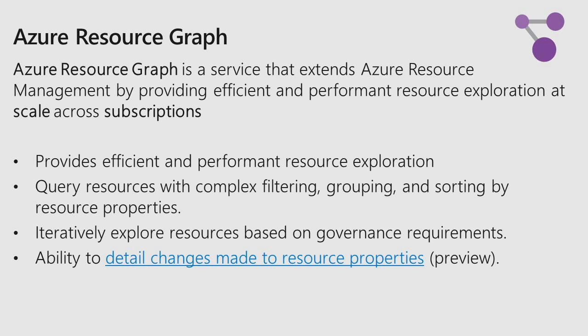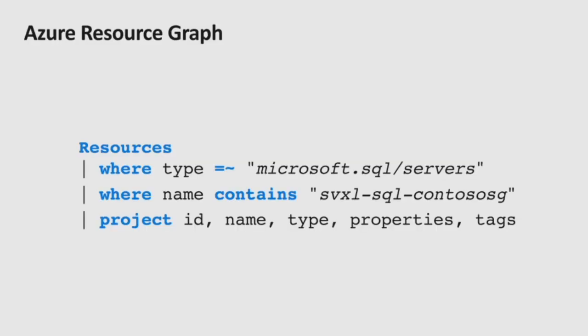And the new feature as well that we have in the Resource Graph is the ability to detect changes that have been made to resource properties. And this is really in line with the deployment that we want to do and the continuous process. So let's have a look at a Resource Graph query. So again, this is using KQL, Kusto Query Language, the exact same language that we have in Log Analytics and Data Explorer as well.